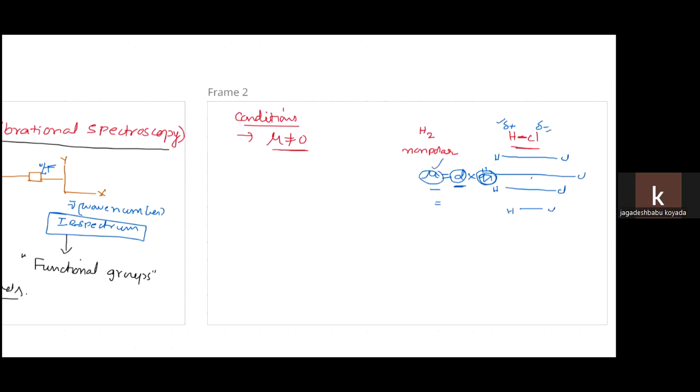During vibrations, the dipole moment should change. Then that molecule is said to be IR active. These IR active molecules produce IR spectra.